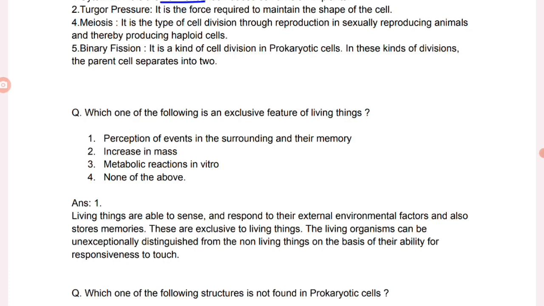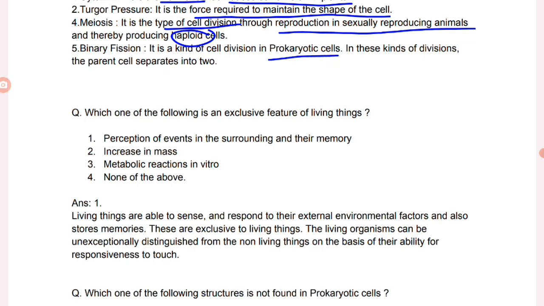Cytokinin, this is a hormone that induces cell division in plants. Turgor pressure, this is the force required to maintain the shape of the cell. Meiosis, it is a type of cell division through reproduction in sexually reproducing animals and it produces haploid cells. Binary fission, it is a kind of cell division in prokaryotic cell. In this kind of division, the parent cell separates into two.